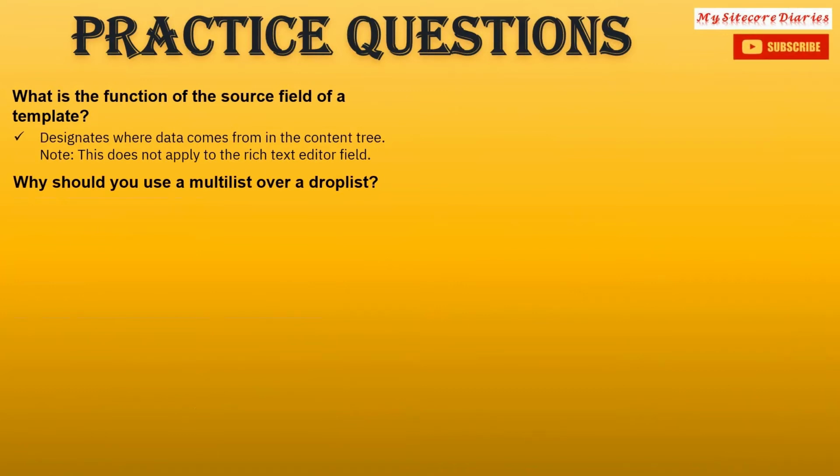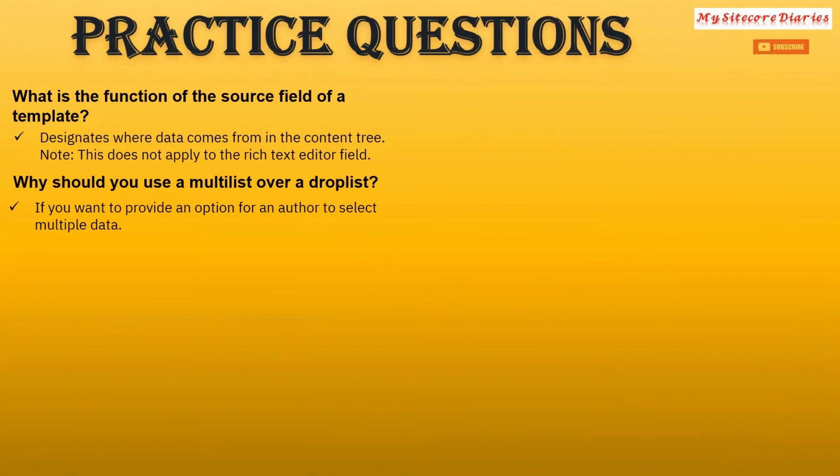Okay, so you use a multi-list when you want to provide an option for an author to select multiple data. You want the user to select multiple data, then you have to use the multi-list.